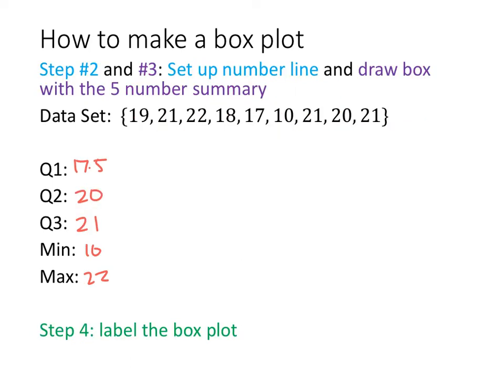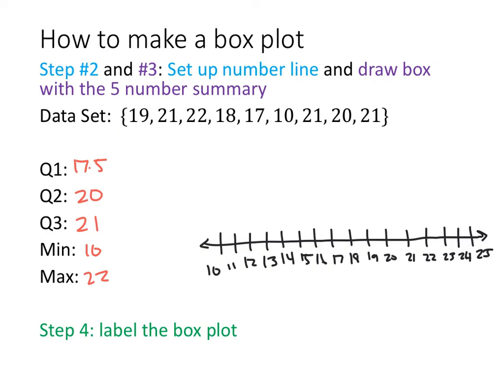So now that I have my 5-number summary, I can start creating my box plot. The first thing that I'm going to do is set up a number line. The number line doesn't have to be anything particular. I can start and stop this wherever I want to. But typically I'm going to start it at 10 and work my way up to my maximum. And so I'm going to go ahead and create my number line. So there I have my number line.